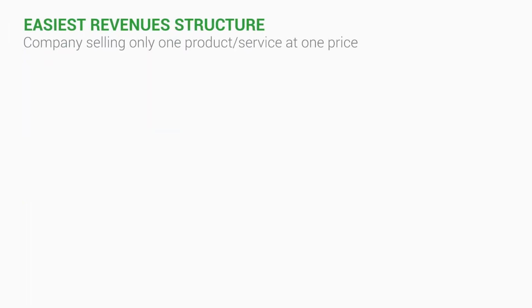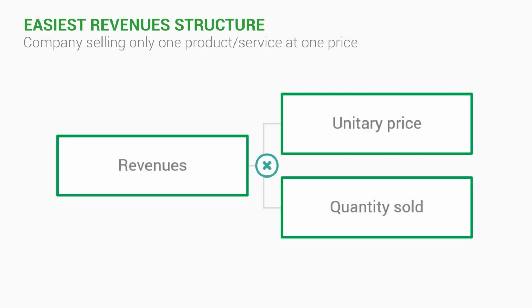As we have just seen, the simplest revenue structure corresponds to a company selling only a single product or service at one price. In this case, we noted that the revenue will be equal to the unit price multiplied by the number of times the product or service is sold. We can represent this revenue structure with the tree we see here.